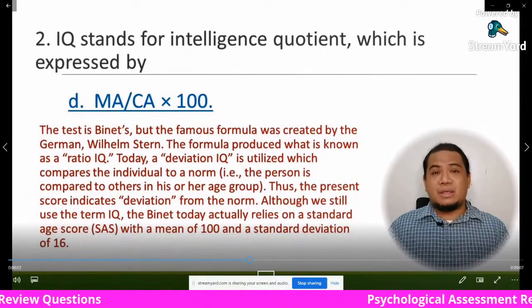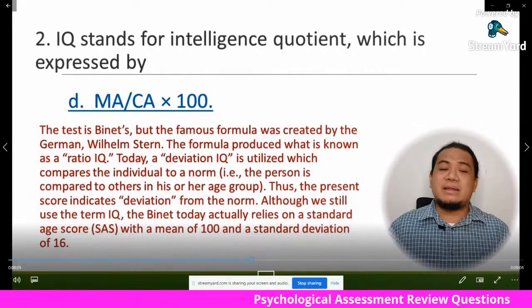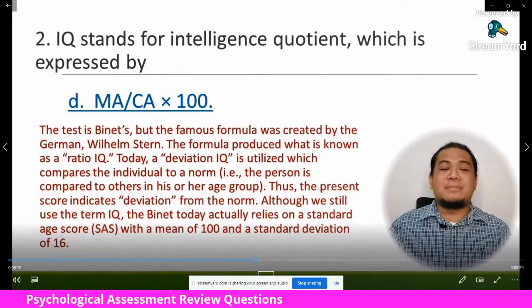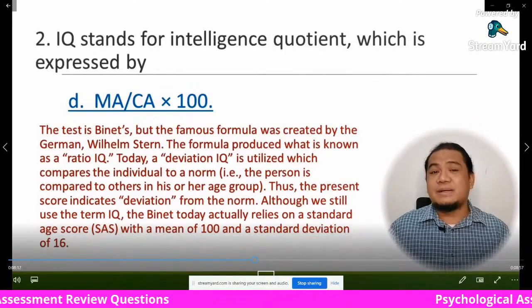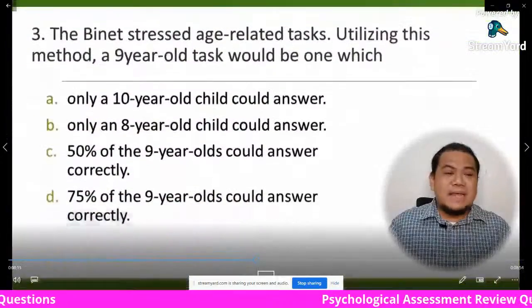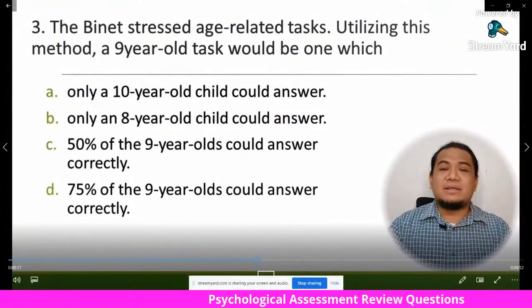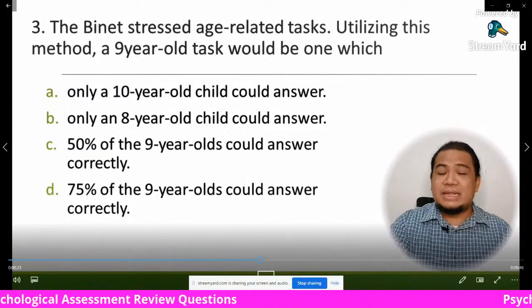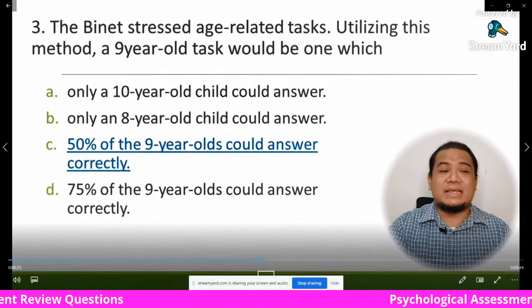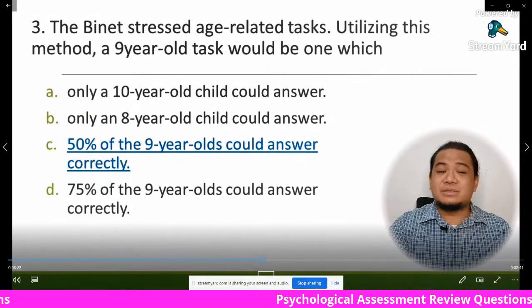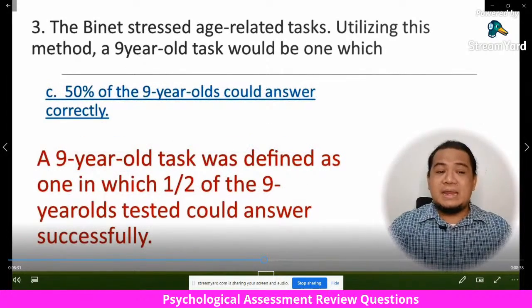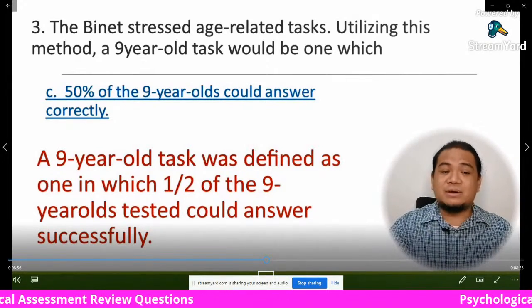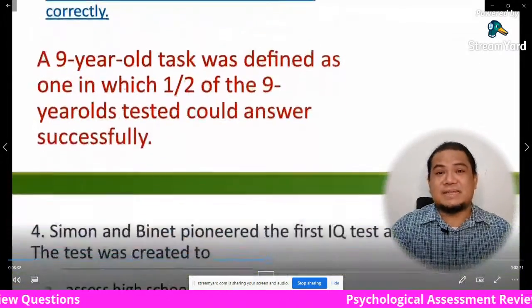Although we still use the term IQ, the Binet today actually relies on a standard age score, SAS, with a mean of 100 and a standard deviation of 16. Number 3, the Binet stress age-related task utilizing this method, a 9-year-old task would be one which, the answer is letter C, 50% of the 9-year-olds could answer correctly. A 9-year-old task was defined as one in which one half of the 9-year-olds tested could answer successfully.